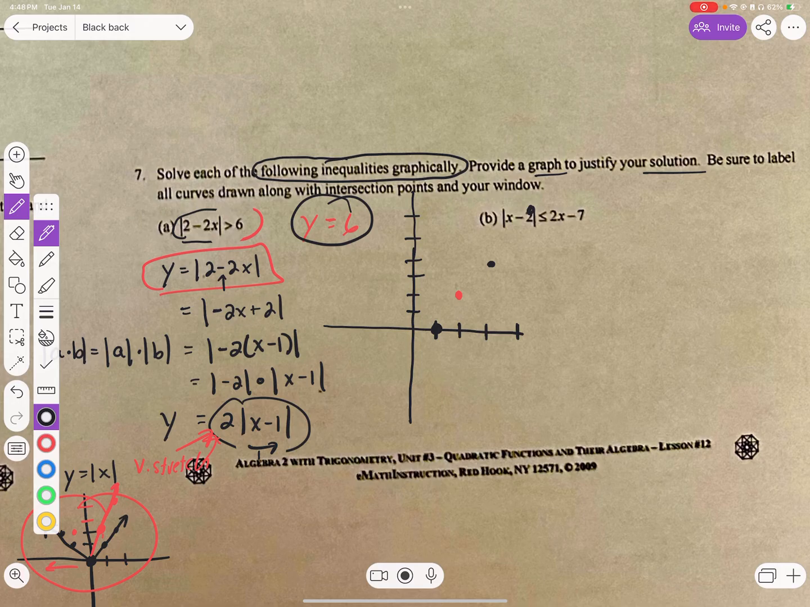And then absolute value functions have nice symmetry. So step to the left by 1, I'd have a point there. Step to the left by 1, I'd have a point there. Stretch to the left by 1, I'd have a point way up here at 6. So there's my absolute value function.